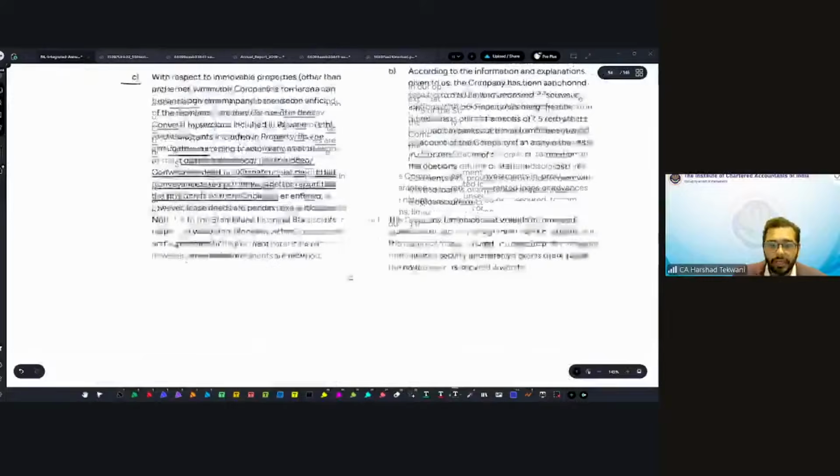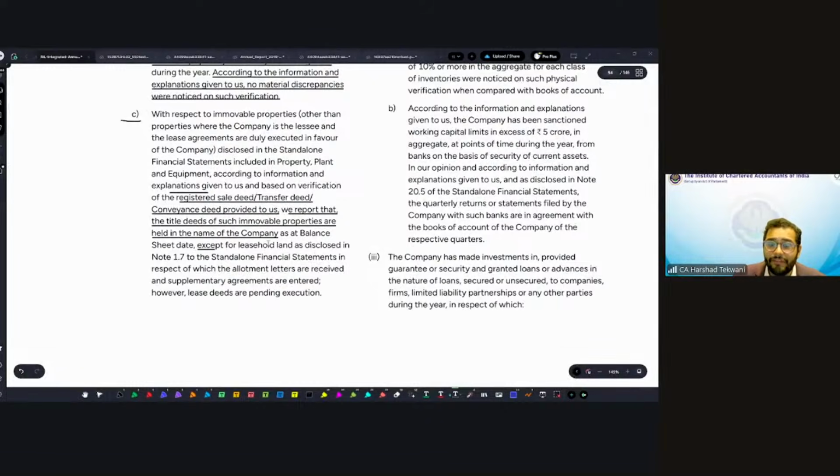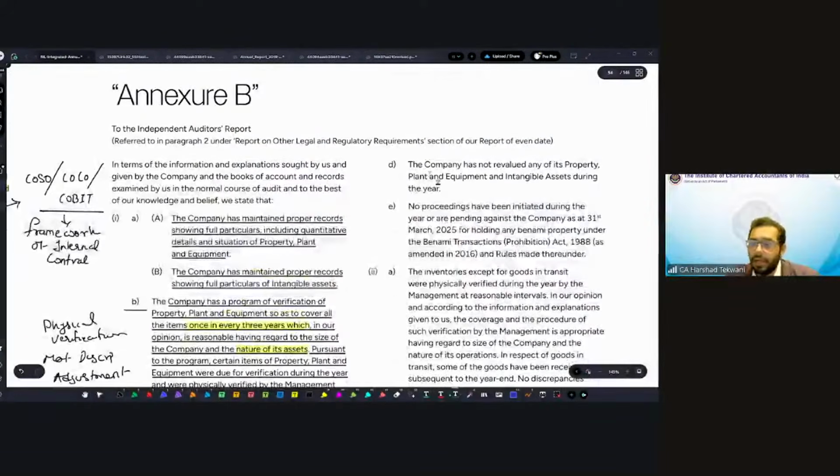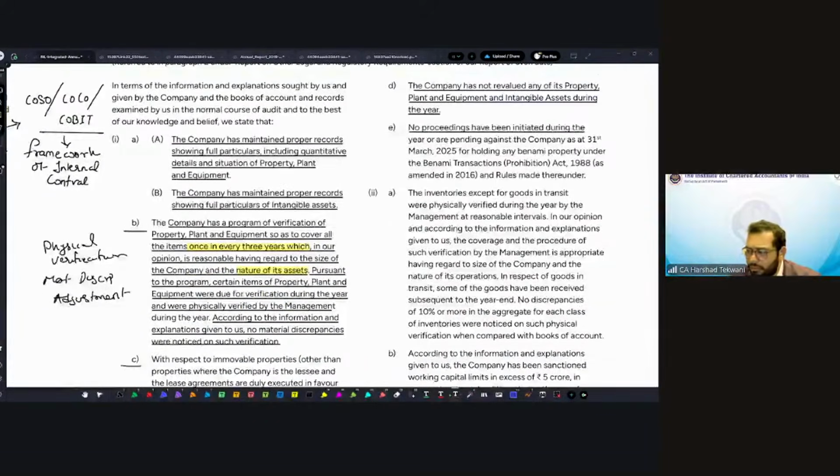There is one point also: except for the lease on land, as disclosed in note 1.7 to the standalone financial statements, in respect of which allotment letters are received and supplementary agreements are entered, however the lease deeds are pending execution. If something is pending, you need to specify it in this way. Then revaluation: if there is no revaluation, you need to specify that. And the last one is Benami property. If there is no Benami property transaction, no proceedings have been initiated. Clear? So this was your point number 1. Straightforward, no complexities involved.